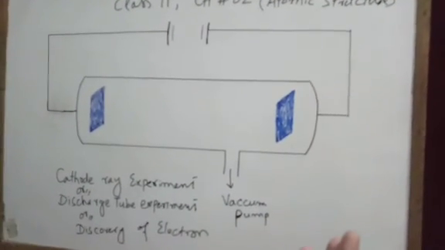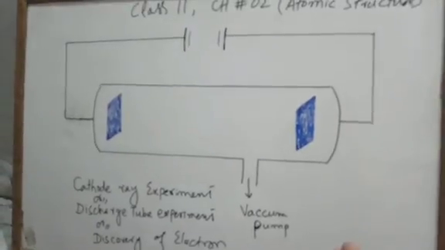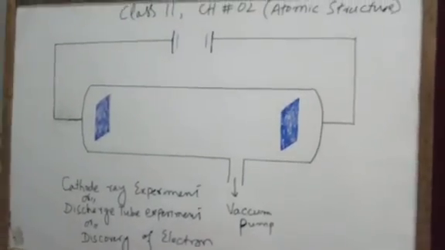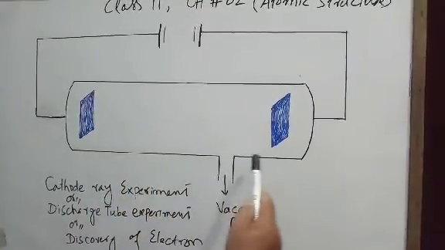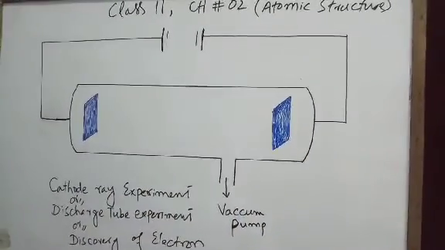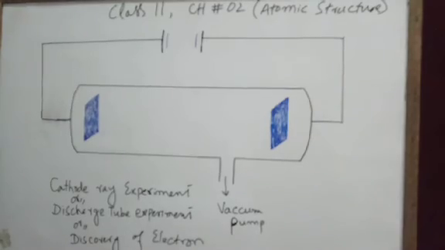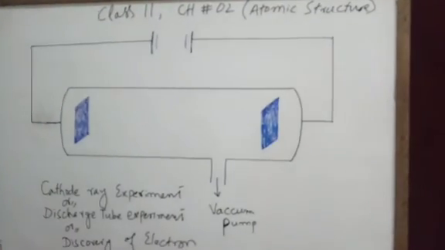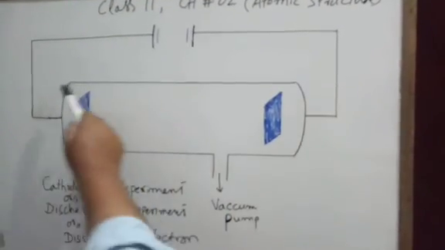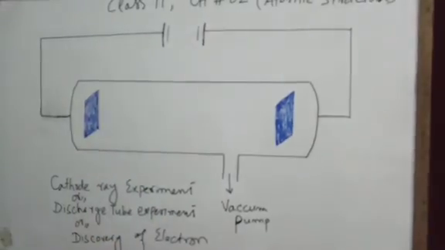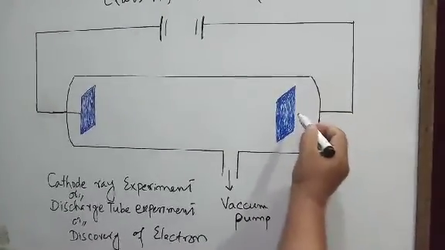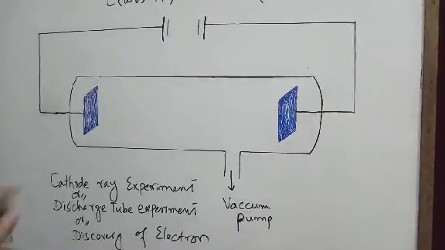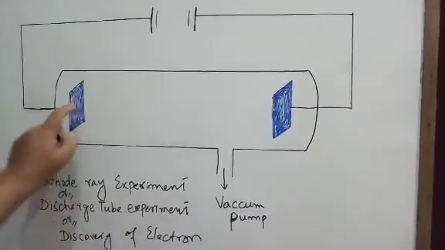So what is this setup? This is a glass-made tube, just like the tube light at your home. This glass tube has two metal plates, this and this one. These are called electrodes.